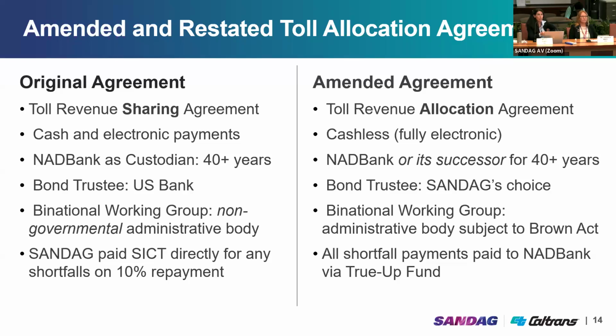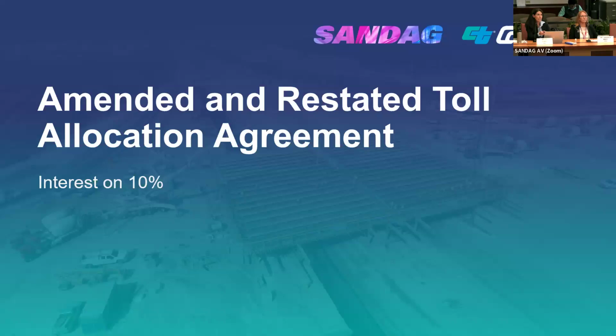There's also the creation of the fund at NAB Bank, where SANDAG will make payments for that 10% and any shortfall amounts through NAB Bank. Previously, those amounts were paid directly to SICT.